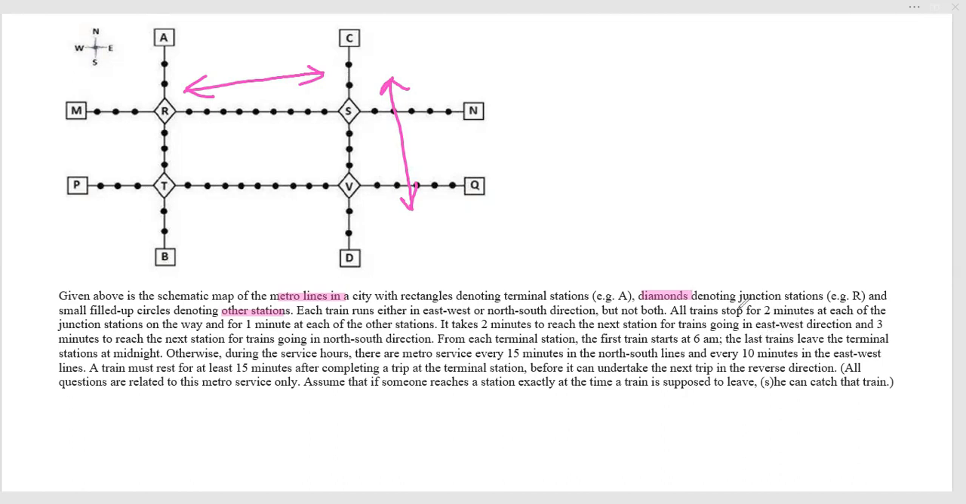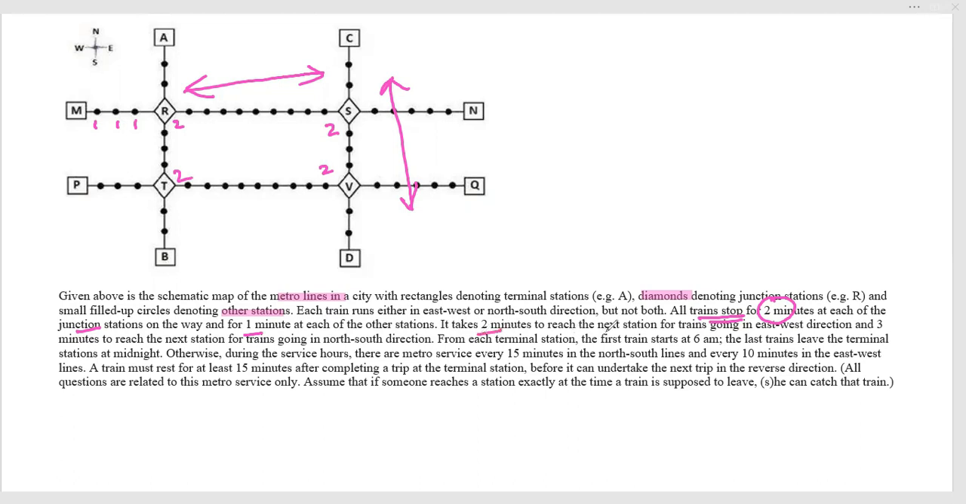The stoppage time is also given: 2 minutes at each of the junction stations. Like I can say here 2 minutes, 2 minutes, 2 minutes, 2 minutes. These are the junction stations. And 1 minute each at other stations. Everywhere this is 1 minute, 1 minute, 1 minute, like that.